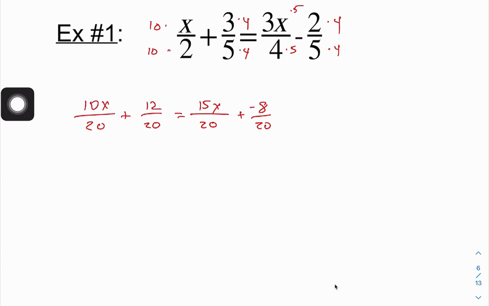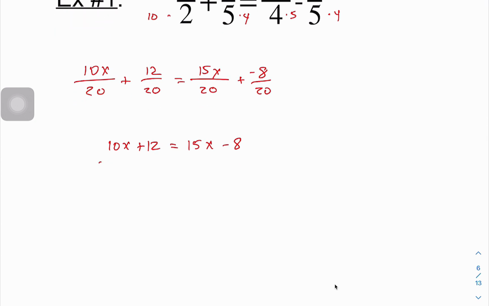Meaning, what I'm looking at now is 10x plus 12, therefore has to equal 15x minus 8. I don't need the 20s anymore. They're already equal. Does that make sense to you? That we can just drop the denominator? Like I said, it's just like the idea of exponential functions, or logarithmic, where we dropped either the bases or the logs and so on. And now, the rest of it is just solve the equation.